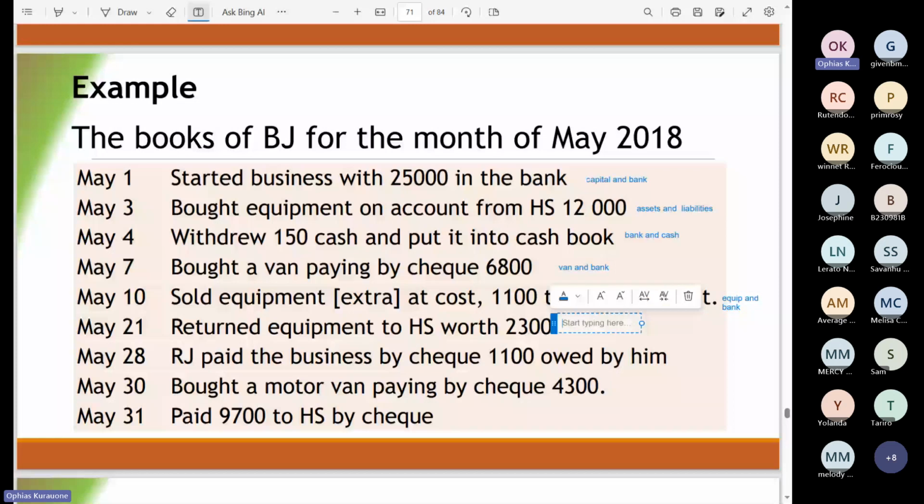Then returned equipment to HS. We bought 12,000, then we return the equipment. Credit equipment, and we debit HS account. So we reduce our equipment and our liabilities. It means you are going to decrease your equipment account and also decrease the HS account, because we were owing more before. So decrease both.